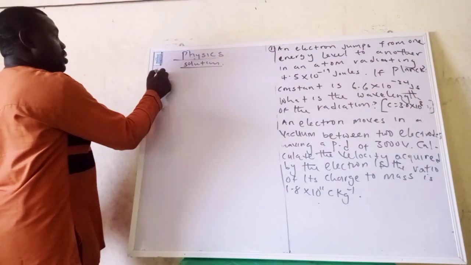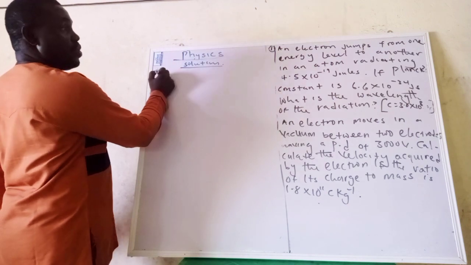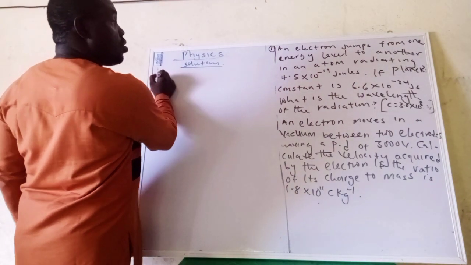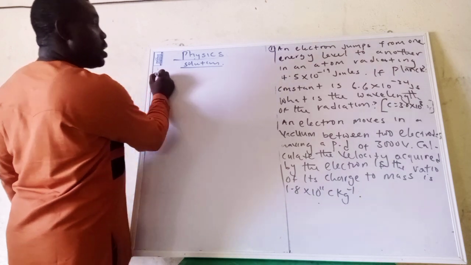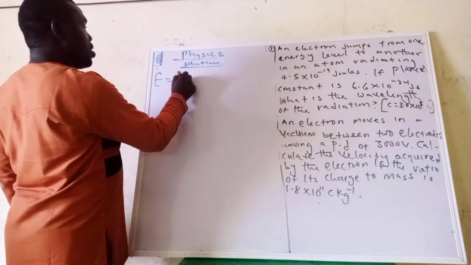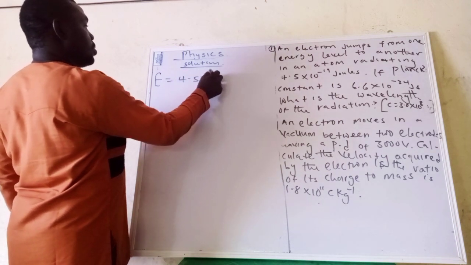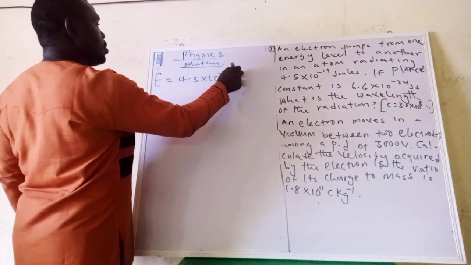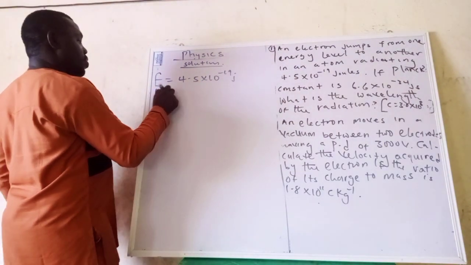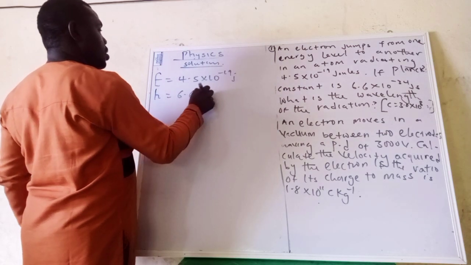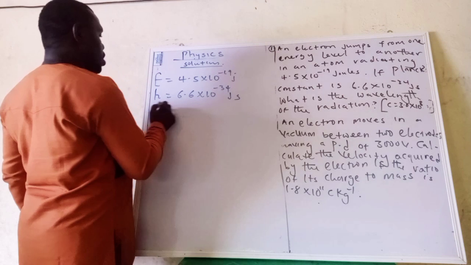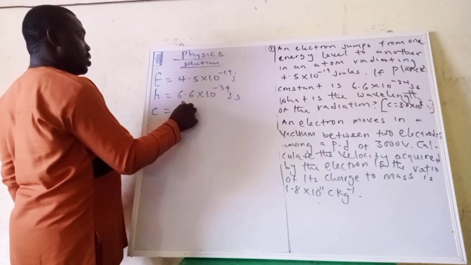So what are the parameters given to us? Let's check out the parameters. An electron. We are given E, right? E is given. What else are we given? Our h is known. The speed of light. We know c, right?